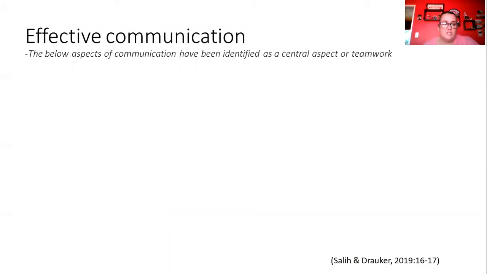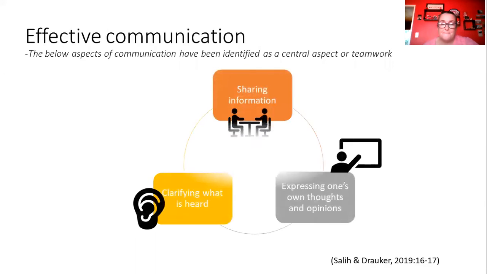Effective communication. What follows are the aspects of communication that have been identified as central to effective teamwork: sharing information, expressing one's own thoughts and opinions, and clarifying what is heard to ensure understanding.